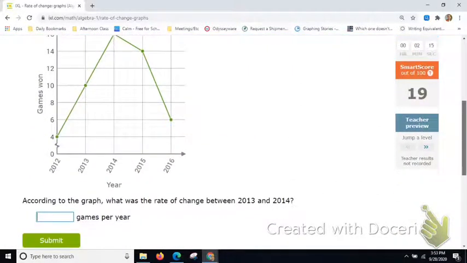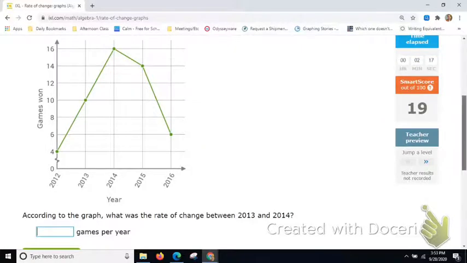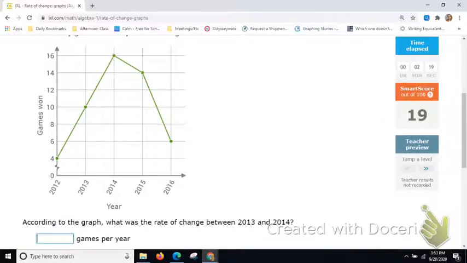So here between 2013 and 2014, it's gone from 10 to 16, so it went up by 6 in just 1 year. So that would just be straight up 6.